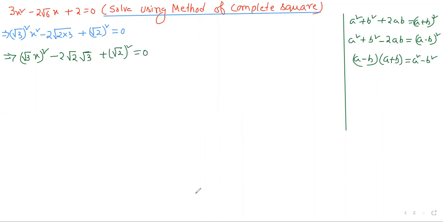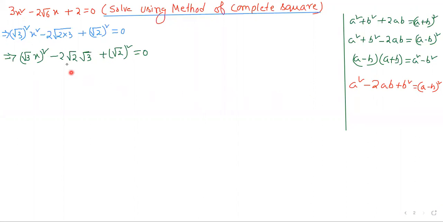Now if you compare, you will see that this root over 3x, if you consider it as a, then compare this equation with a square minus twice ab plus b square. We can write this identity in this form also: a square minus twice ab plus b square equals a minus b whole square. No problem, we can write these identities in this form also.